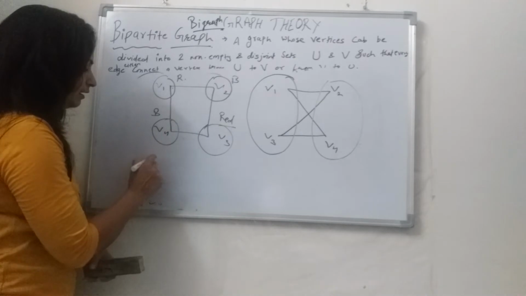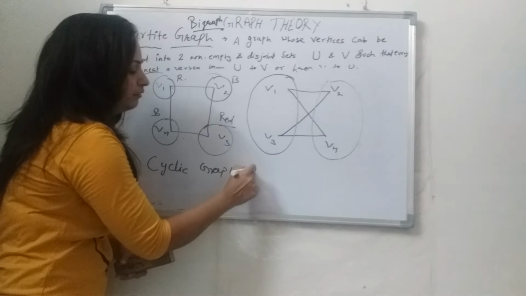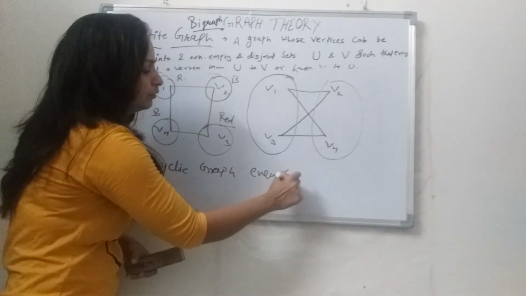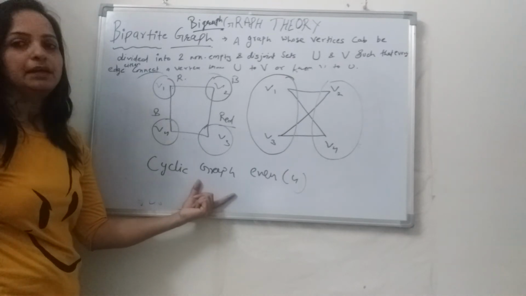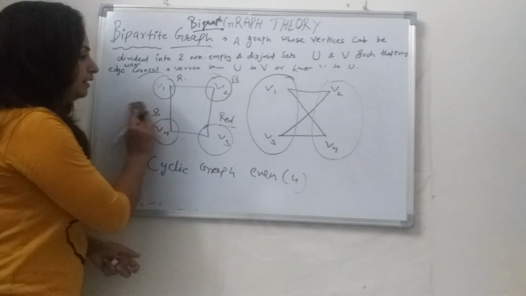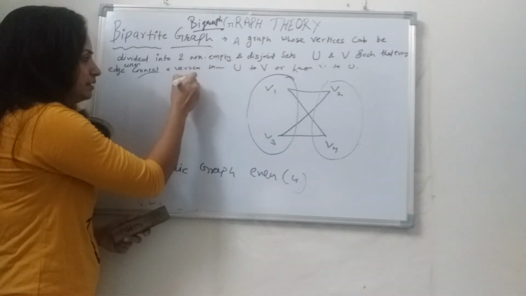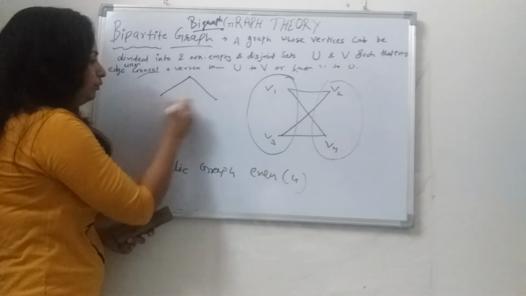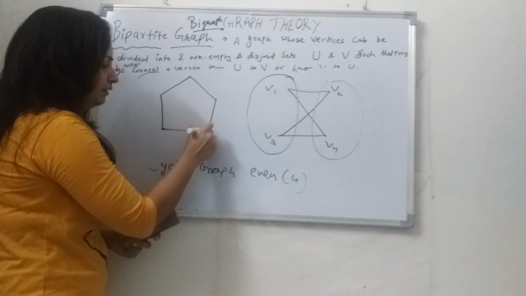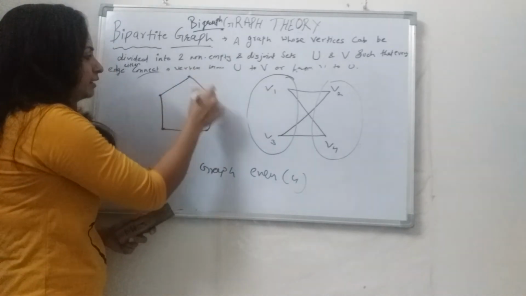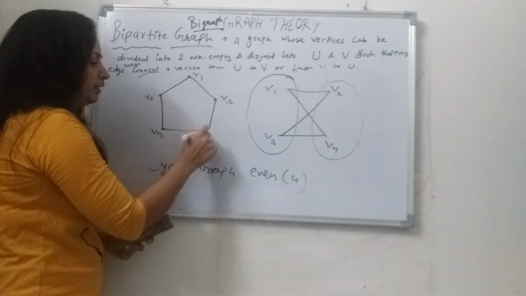This is a cyclic graph with an even number of vertices. There are a total of 4 vertices. So this is an even cyclic graph, so it is a bipartite graph. But if I take an example of an odd cyclic graph, that means 1, 2, 3, 4 and 5. This is an odd cyclic graph. Vertices V1, V2, V3, V4 and V5.